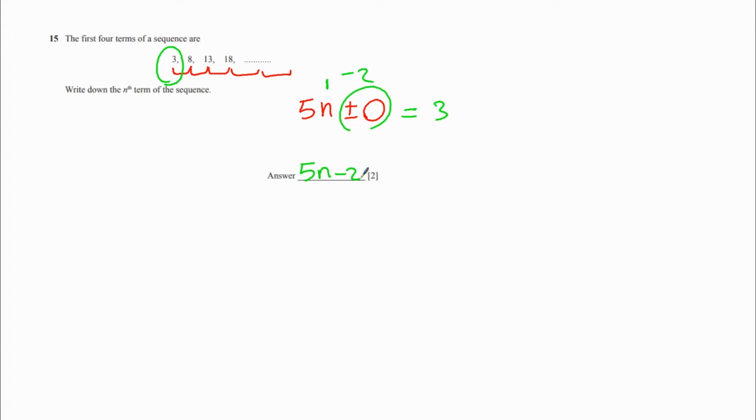So first of all, we put 5n because it makes sure that it would go up by 5 in every term, and then we adjust to the first number in the sequence.